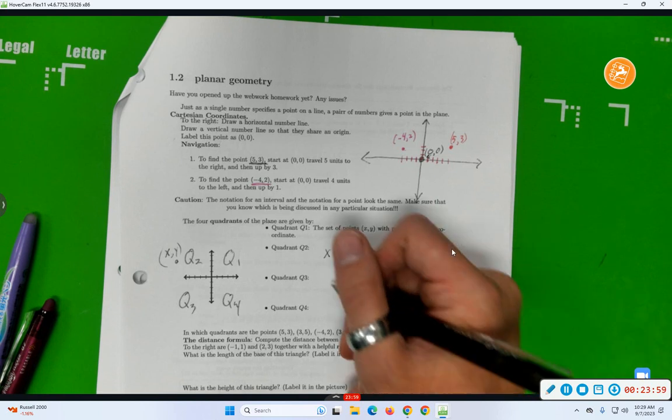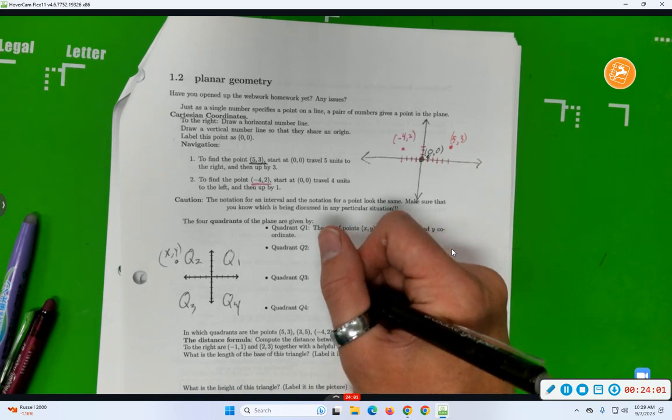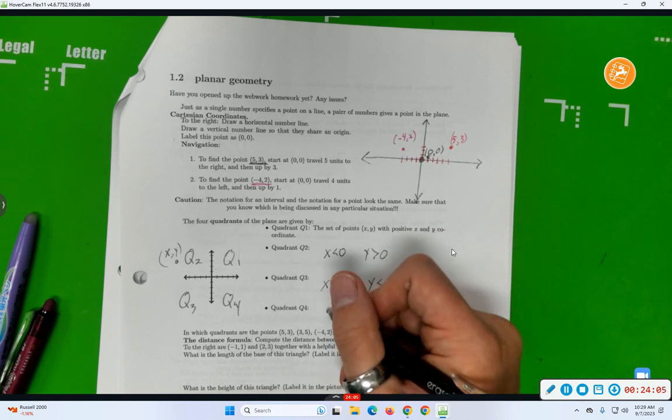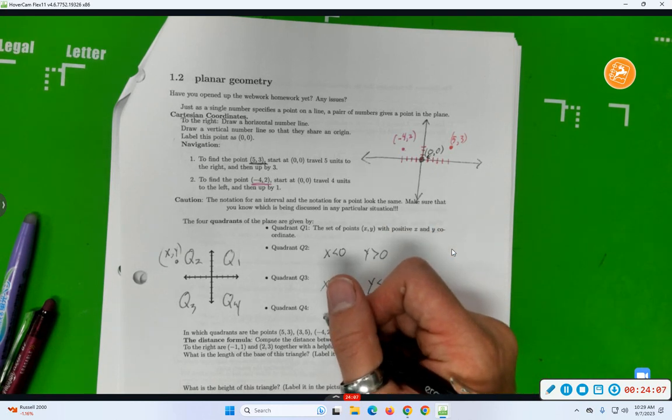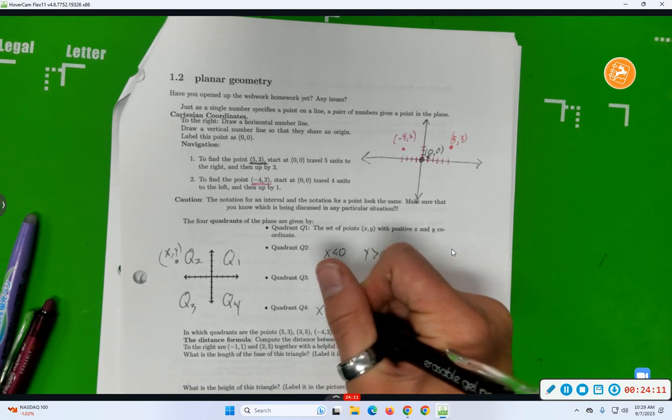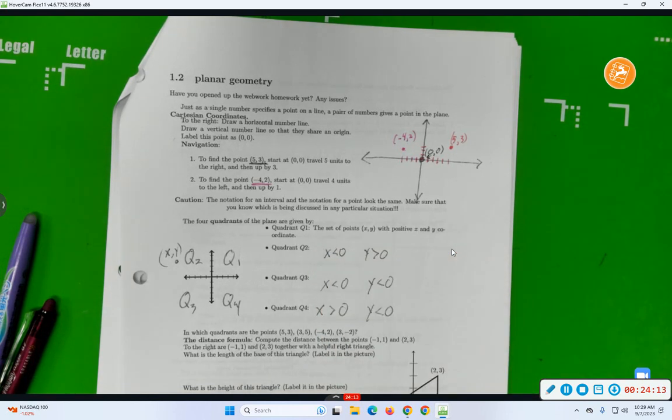Quadrant 3. Both are negative. Quadrant 4. Y is negative, and I guess your silence means x is positive. Nice. Cool. So you can coordinatize these things, and it's useful to have names for these various coordinates to describe where something lives.